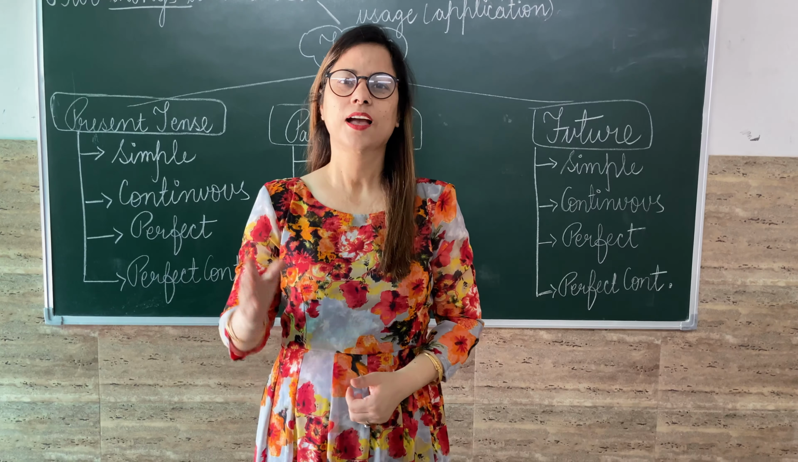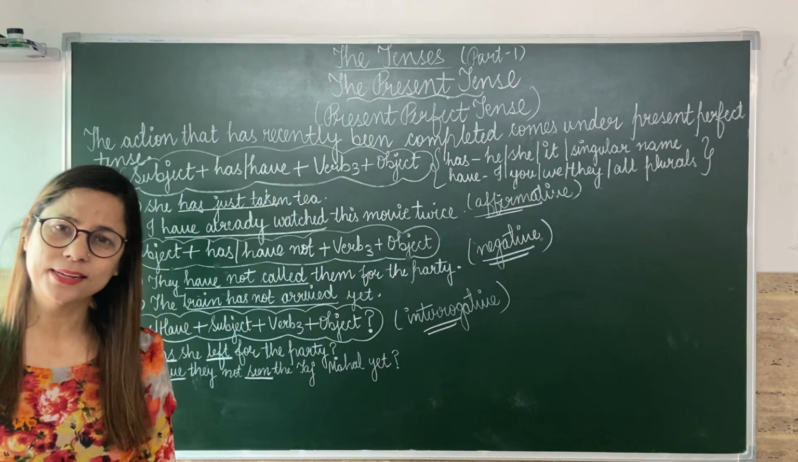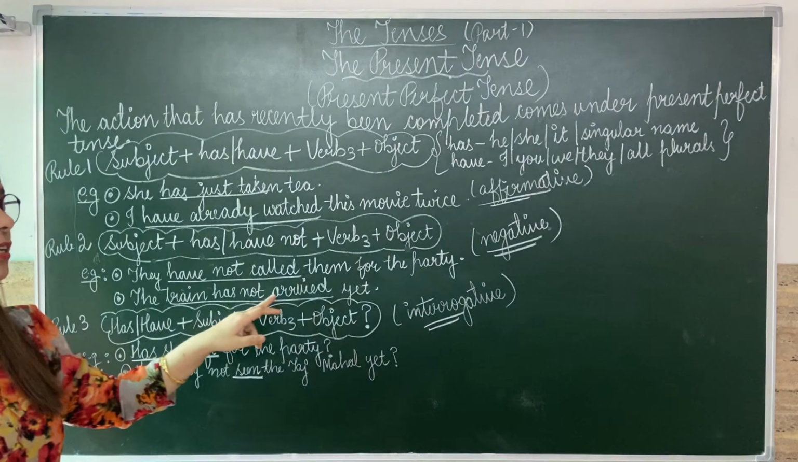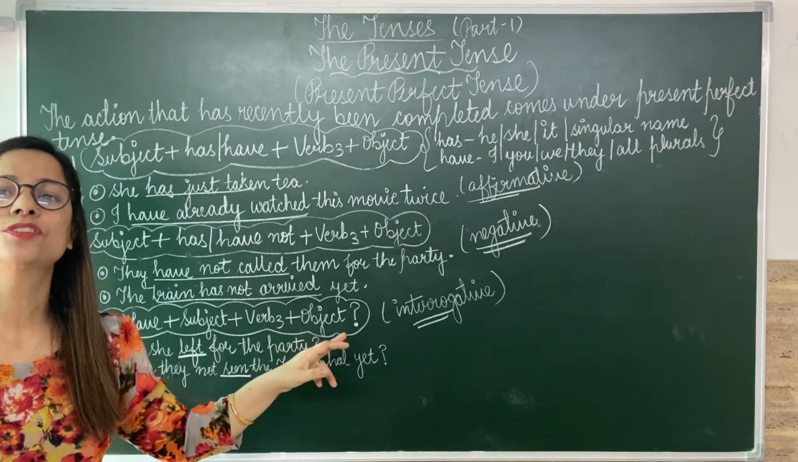So the rule is subject plus has or have, then not, then verb third form and then object. Example, they have not called them for the party. One more example, the train has not arrived yet. So the action that has taken place or the action that has not taken place yet. These are present perfect tenses.